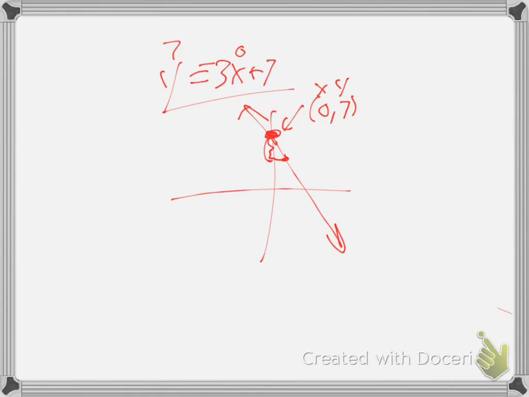Go down 3 over 1, so subtract 3 from the y, add 1 to the x. You went right 1. What's that? (1, 4). (1, 4) must make this equation true. Does it? 1 here, 4 here. Negative 3 times 1 is negative 3, plus 7 is 4. Yeah, (1, 4) makes that equation true. Thus, (1, 4) is a dot on the picture.